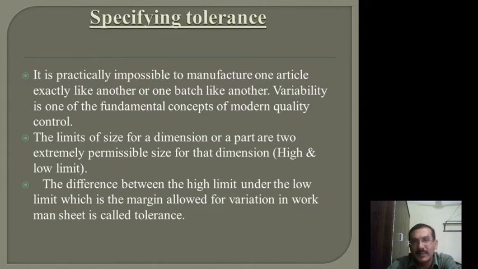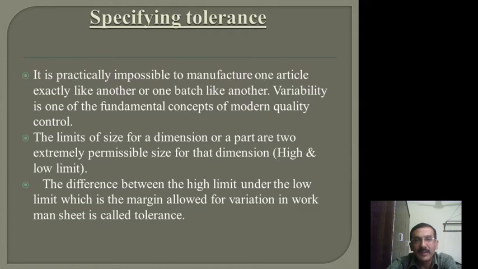It is practically impossible to manufacture one article exactly like another one, because variability is one of the fundamental concepts of modern quality control. Some variation is always there in quality control. That is why variability is one of the fundamental concepts of modern quality control.